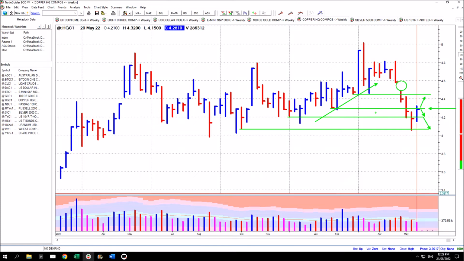And that's what's happened in this case. The strength in the US dollar over the last 4 or 5 weeks was really strong. It was accelerating higher, and this market was unable to absorb that and pushed lower in response.